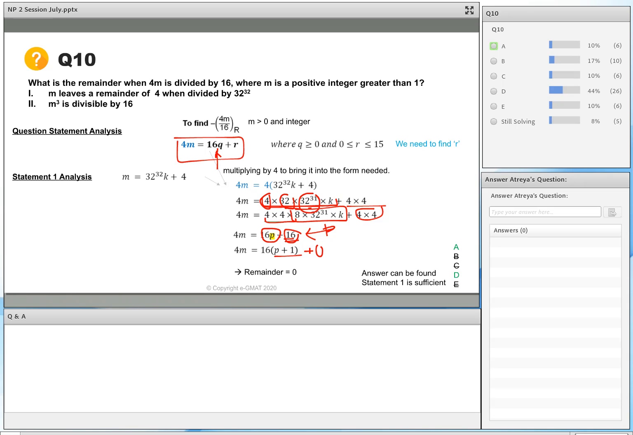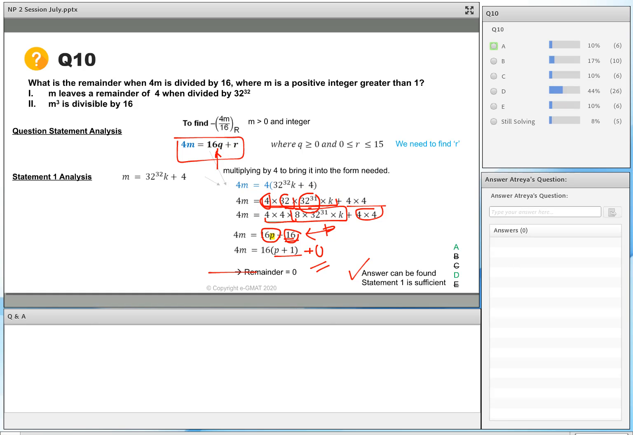Now, what is the value of r? The value of r is equal to 0. Hence, the remainder for the first part is equal to 0. I can calculate the remainder. That means the first statement is a sufficient statement to answer this question. I hope this is clear to all of you. Okay, now let's move on to the next part.